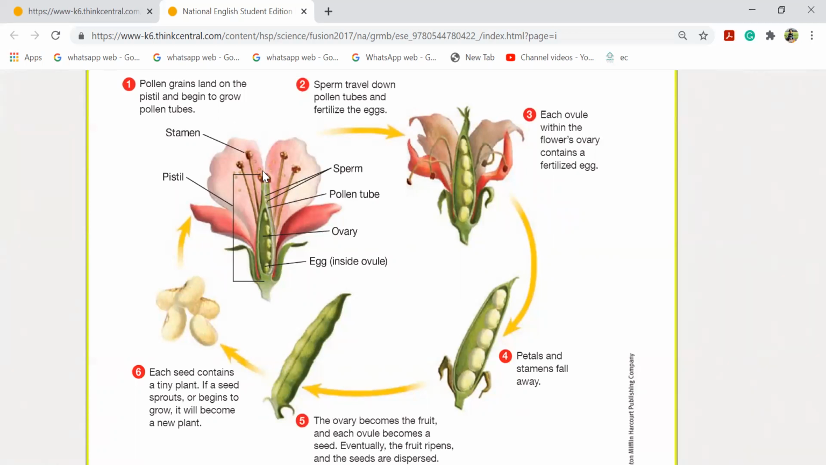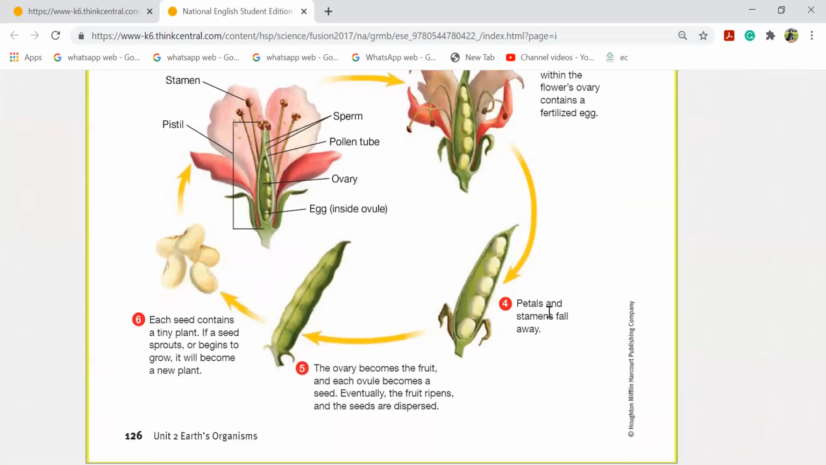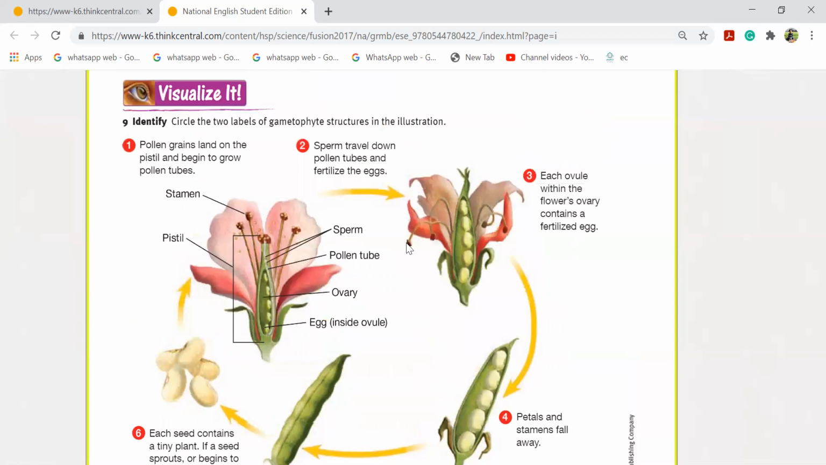Pollen grains land on the pistil. Sperm travel down the pollen tube to the ovary, where the ovary contains the egg. They both unite. The petals and the stamens fall away, leaving the ovary. The ovary becomes the fruit, and the ovule becomes the seed. The whole fruit ripens, which is ready to eat, and the seeds are ready to make a new plant. Again, and the cycle goes on.